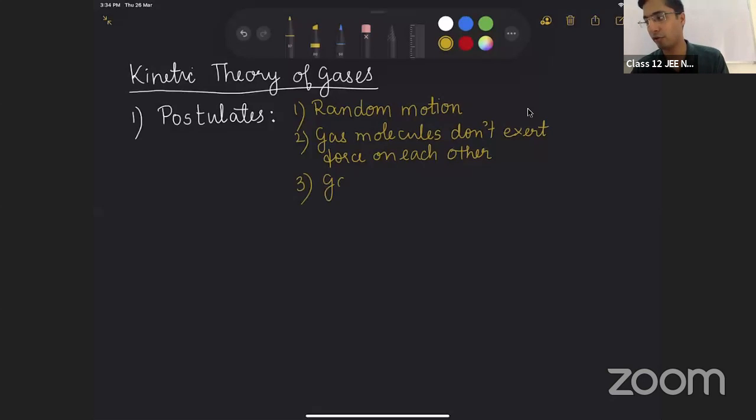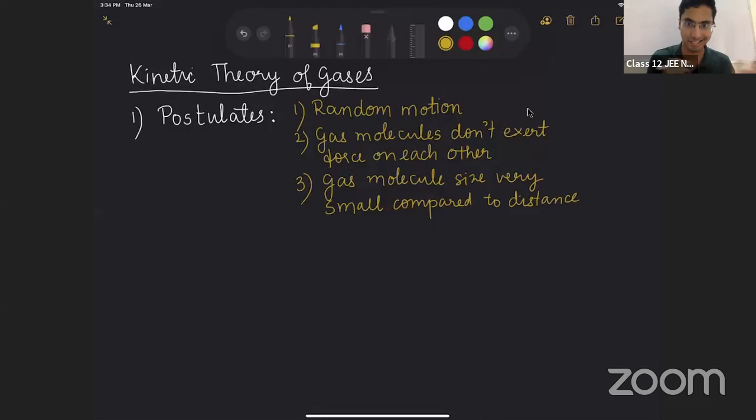Third thing was gas molecules are very small compared to the distance. So the third thing was gas molecule size very small compared to the distance between them, right? That's the third postulate.